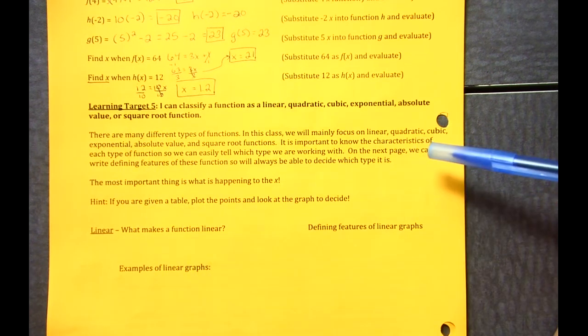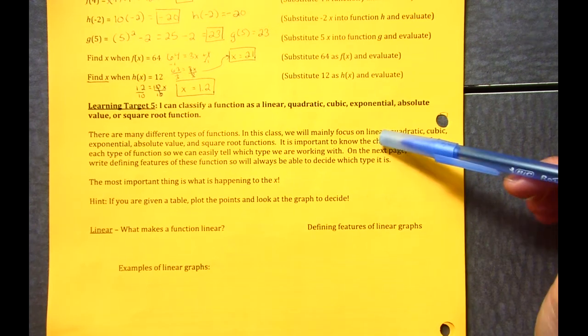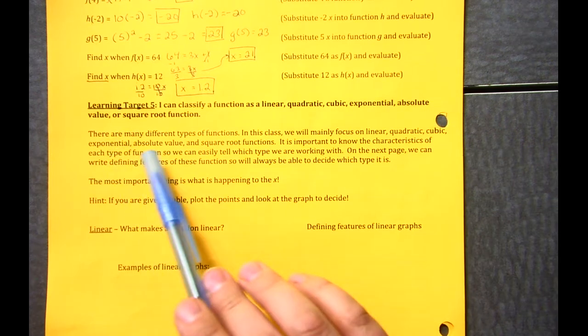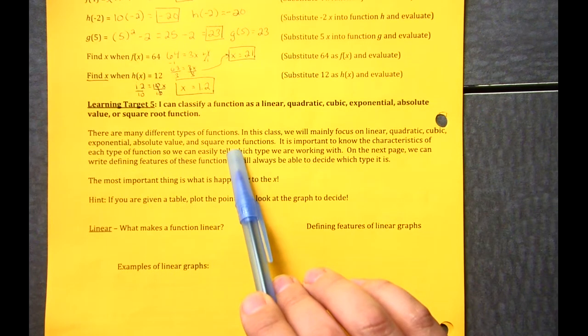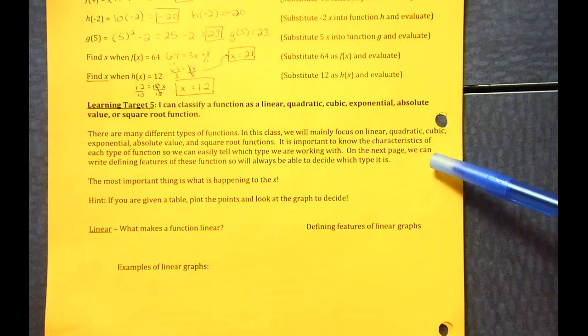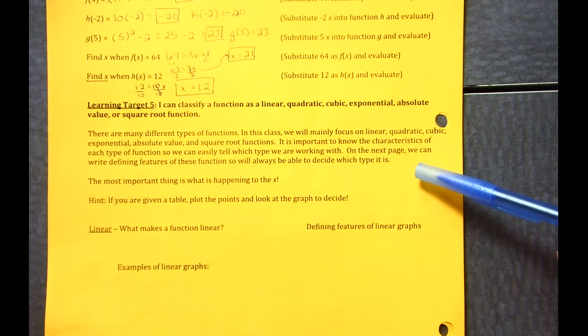There are many different types of functions, and in this class, we will mainly focus on those listed in the learning target: linear, quadratic, cubic, exponential, absolute value, and square root. It is important to know the characteristics of each type of function so we can easily tell which type we are working with. On the next page, we can write defining features, and on this page, we can write defining features of these functions so we will always be able to tell which type it is.